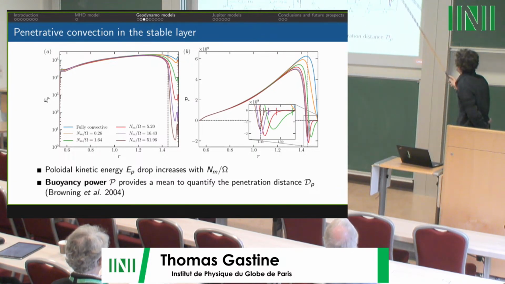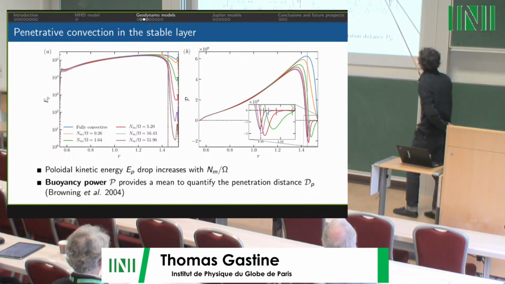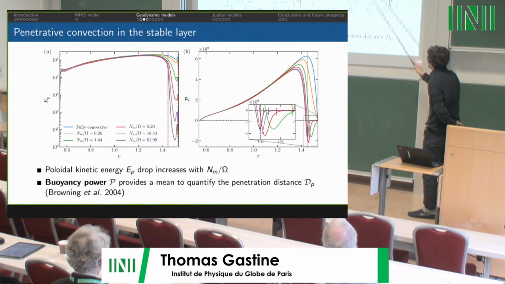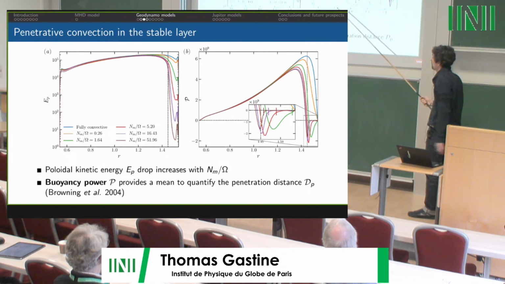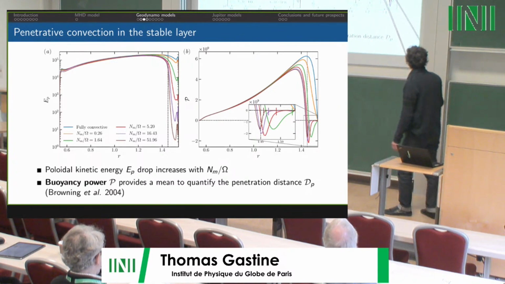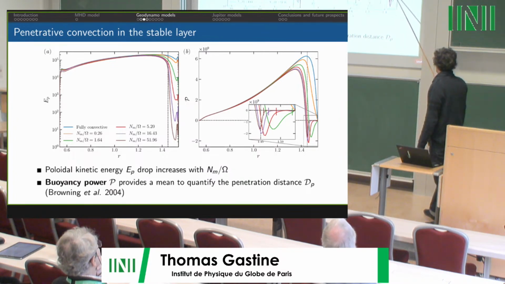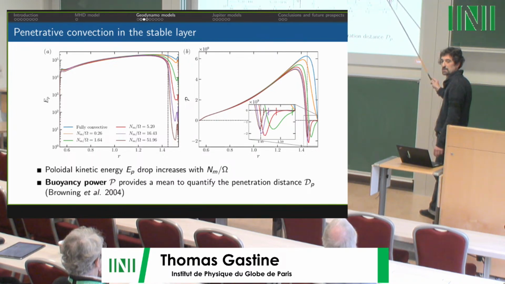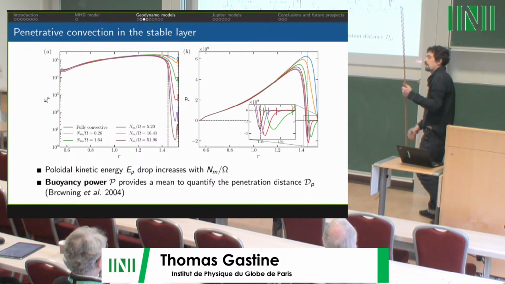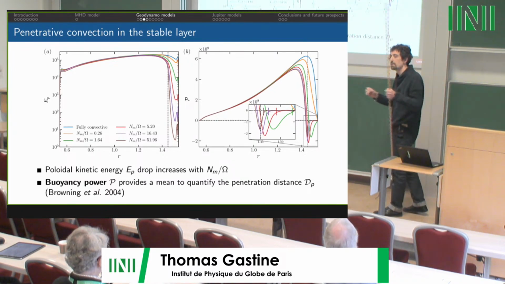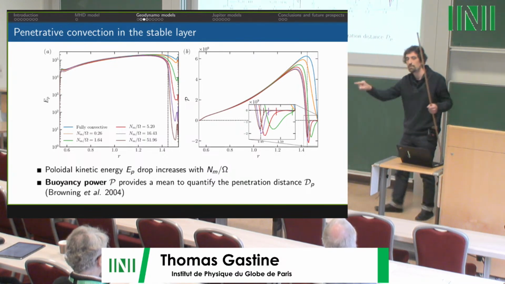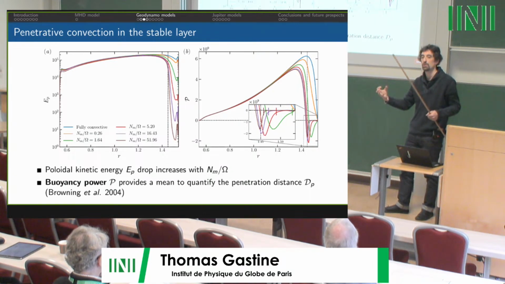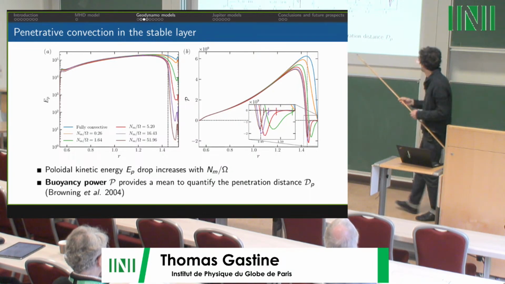And maybe more interesting here is the buoyancy power profile. In the convective region, it's positive. You're driving your convection by positive buoyancy power. And when you turn into the stably stratified layer, there is a little dip, a little sign change of this quantity. This comes from the fact that if you have an upwelling that enters into a subadiabatic region, then the correlation of the radial velocity with the temperature fluctuation will become negative.